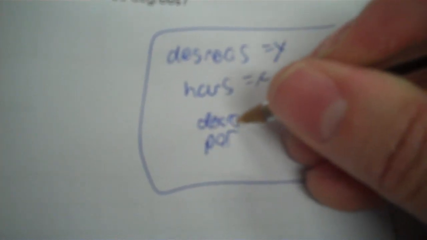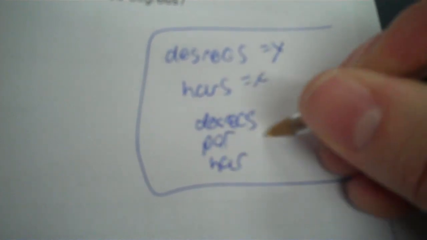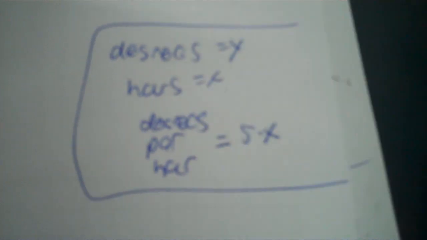The degrees per hour is my rate of change. It's also known as the slope. Well, it's 5 times x. So since I know the slope, I don't need to use m, okay, on the line. So x is hours, y is degrees. So 0, 1, 2, because I know this. Because I know I start at 65, then I start adding 5 every hour, so that'd be 70, 75.